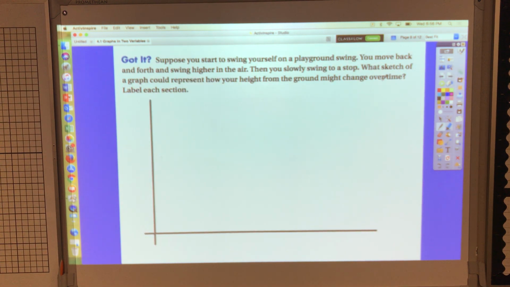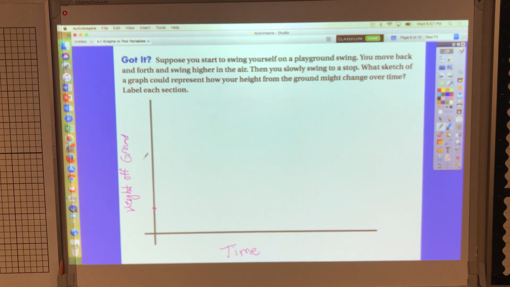So, suppose you start to swing yourself on a playground swing. You move back and forth and swing higher into the air. Then you slowly swing to a stop. What sketch of a graph could represent how your height from the ground might change over time? So they're telling me my variables are time and my height off the ground. And one thing to think about when you're on a swing: are you starting at a height of 0? No, you're not starting at a height of 0. You're starting somewhat off the ground.